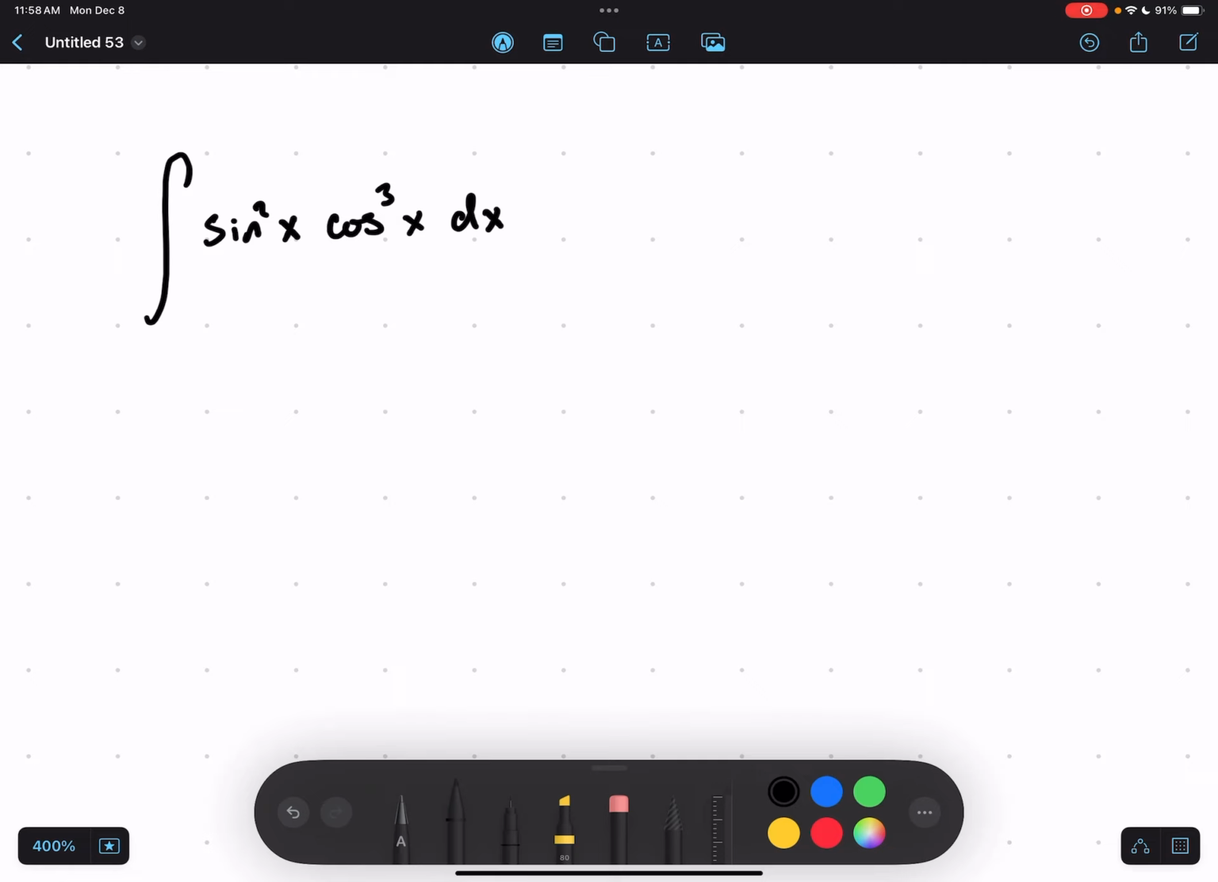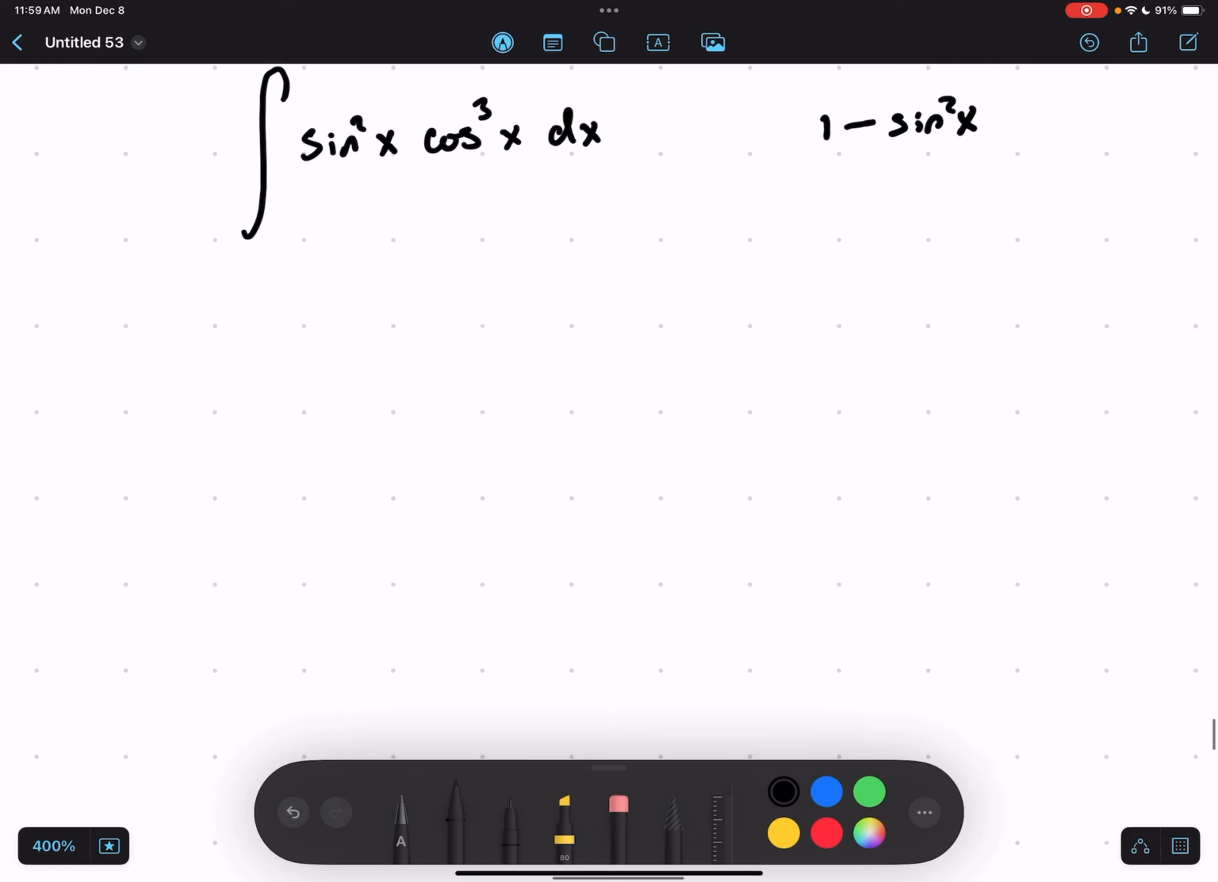So we've got the integral of sin² x cosine³ x dx, and this one's fairly straightforward. What we need to recognize first is that cosine² x equals 1 minus sin² x. So this can be rewritten as the integral of sin² x cosine² x cosine x dx.